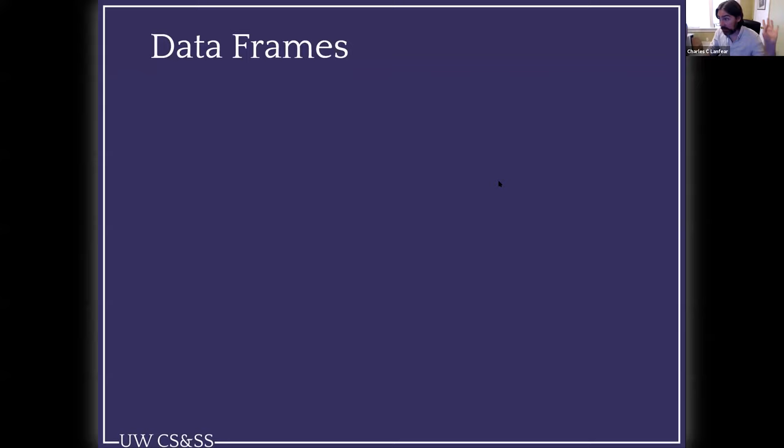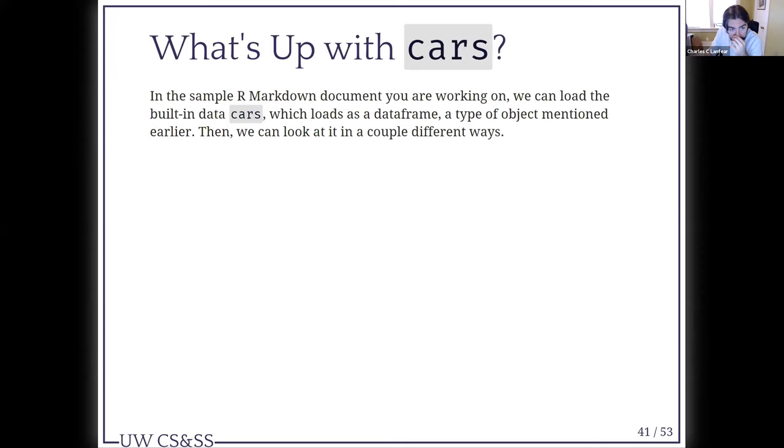I want to talk about data frames, okay? So in the sample R Markdown document you're working on, we could load some built-in data to play around with. Let's load up the cars data frame, okay? Cars is a data frame, a type of object that I've mentioned earlier. Let's look at it a few different ways.